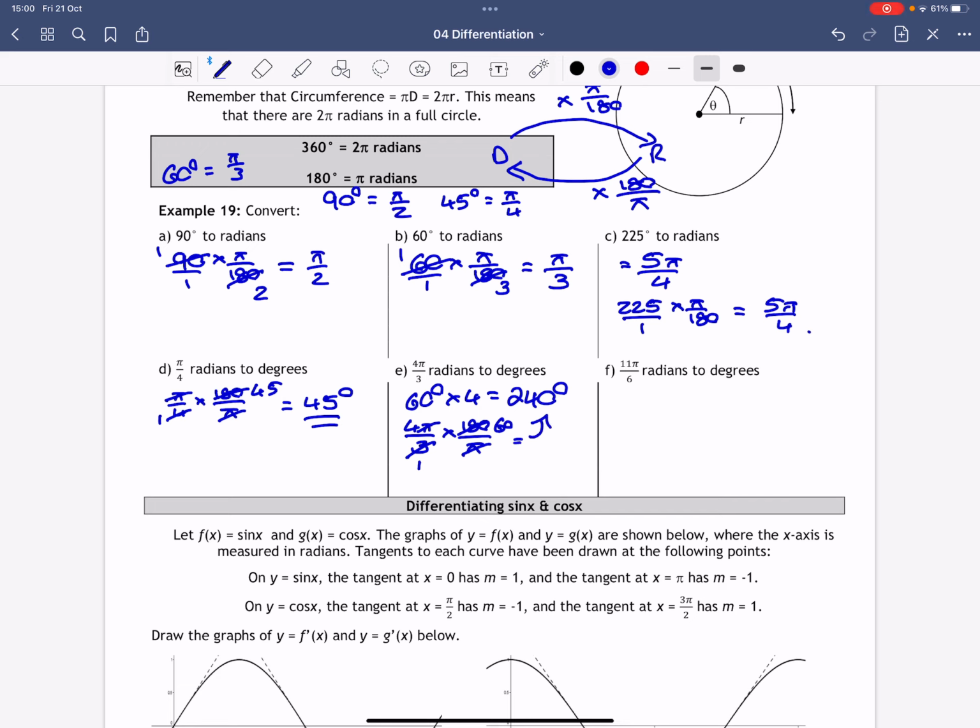240 degrees. And finally, 11 pi over 6. Well, if you can remember that pi over 6 is 30 degrees, it's just going to be 30 multiplied by 11, which is 330 degrees. It doesn't matter how you're able to work it out, as long as you're able to convert between degrees and radians. Okay?